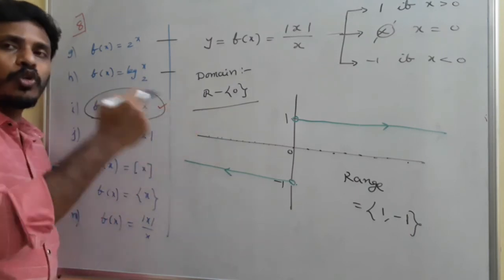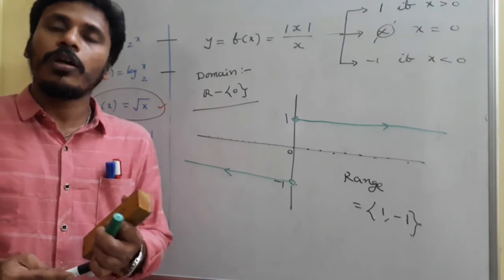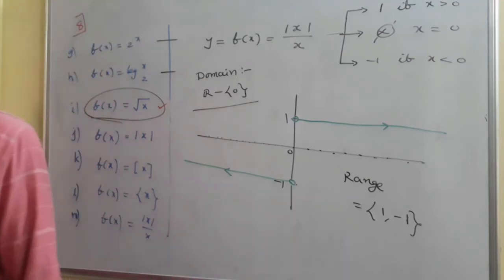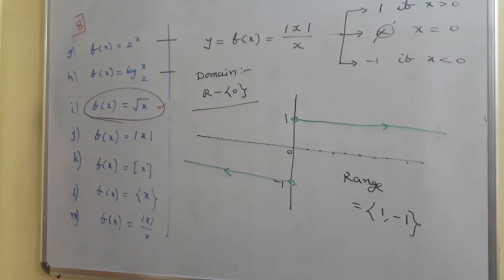For every positive real input, your output is 1. For every negative input, your output is minus 1. So the range contains only two elements, which are 1 and minus 1, whereas the domain is all real numbers minus 0. Have a look.